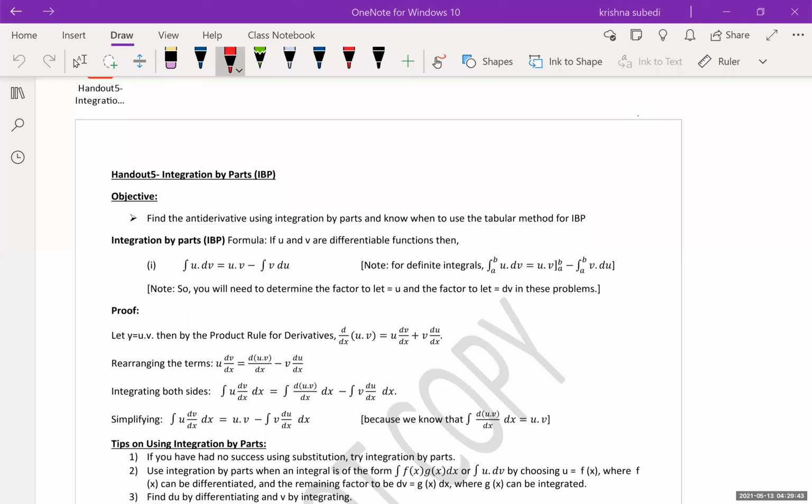All right, so like I said earlier, there are many different techniques for integration, and one of the techniques that we will be talking about in today's class is integration by parts, in short IBP. The objective for today's lesson is that you will be able to find the antiderivative or integration using the method called integration by parts, and then know when to use the tabular method for IBP.